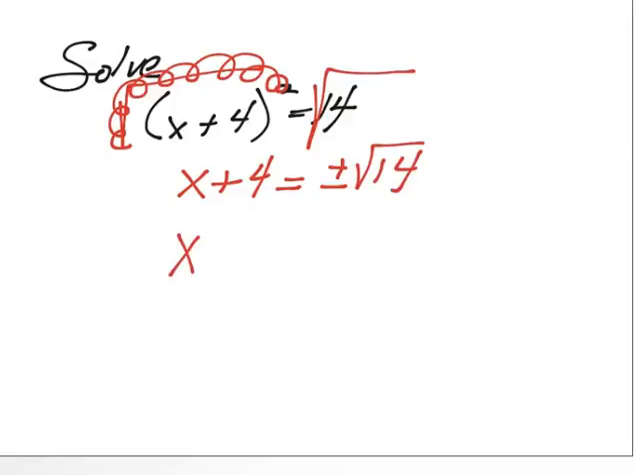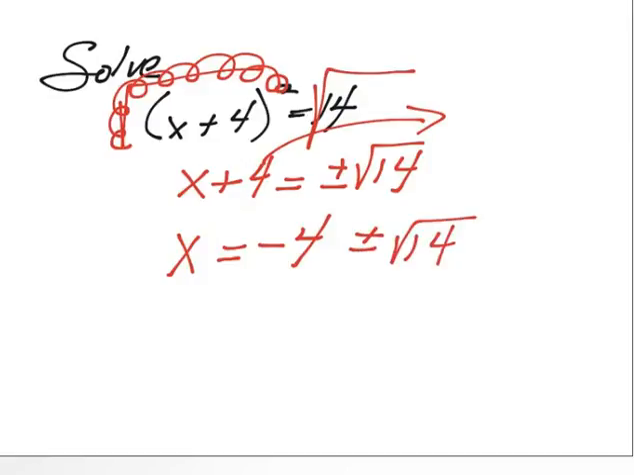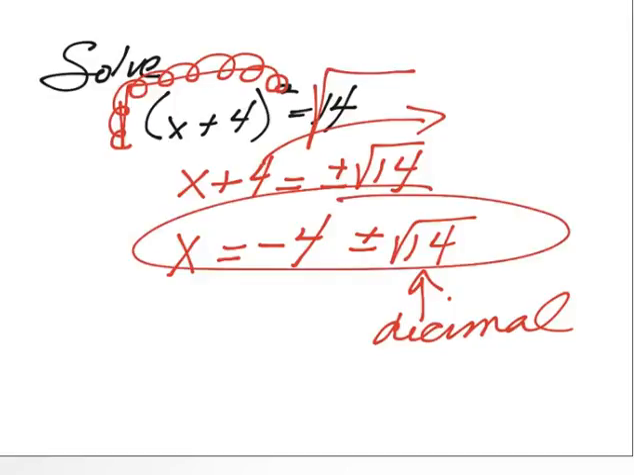And to get x by itself, I need to move that 4 to the other side, don't I? I'm going to put it like this for a reason, because the book is always going to put the negative 4 at the beginning, though I don't mind if you put it at the end. So negative 4 plus or minus square root of 14. Now that is a decimal, therefore we stop. We don't deal in decimals and radicals, so we're going to stop right there, and this is going to be our answer.